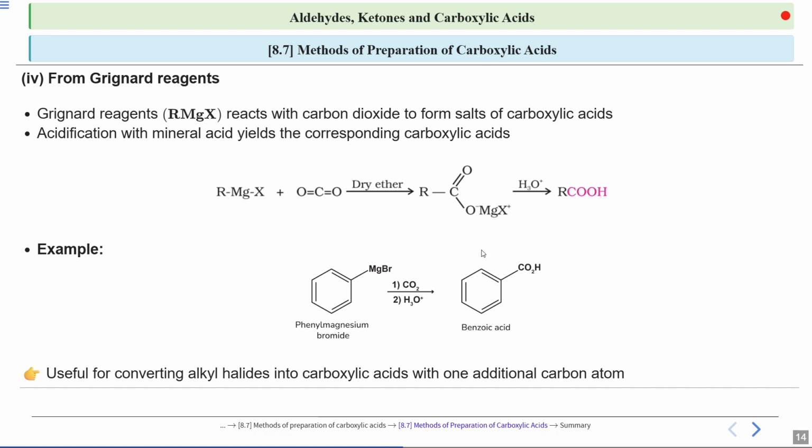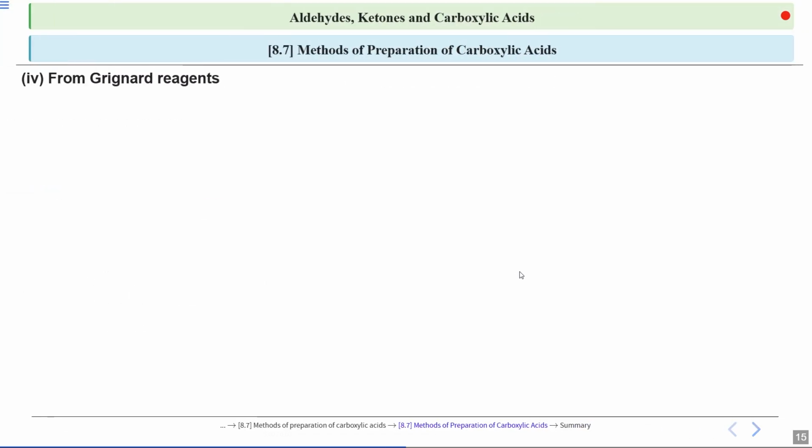Finally, it is important to note that this method is particularly useful for converting alkyl halides into carboxylic acids with one additional carbon atom. So this has the ability to extend the carbon chain. Here it is MgBr; when you use this Grignard reagent to convert alkyl halides to carboxylic acid, there is one additional carbon atom. So this has the ability to extend the carbon chain. It is important to note this.